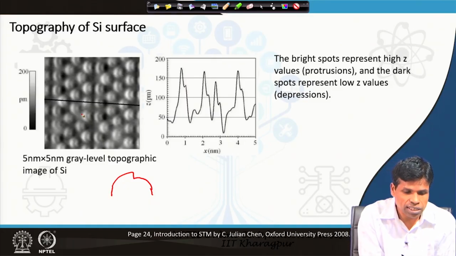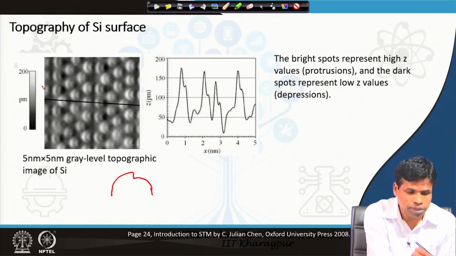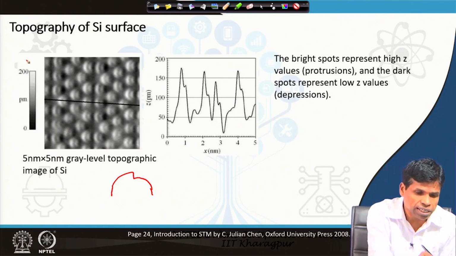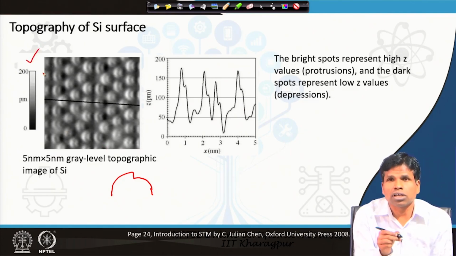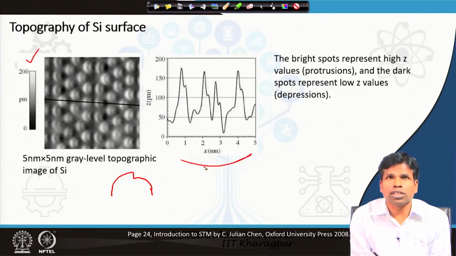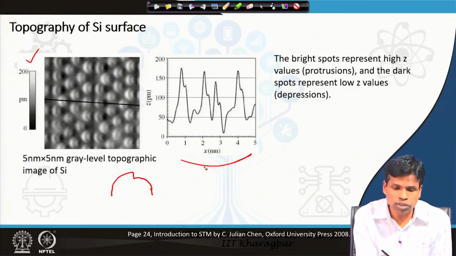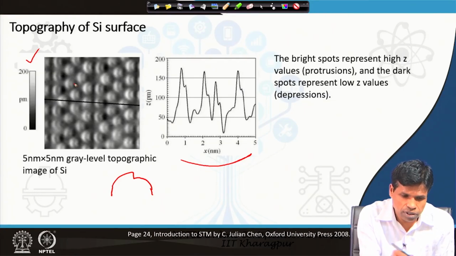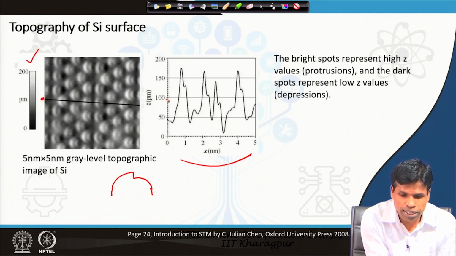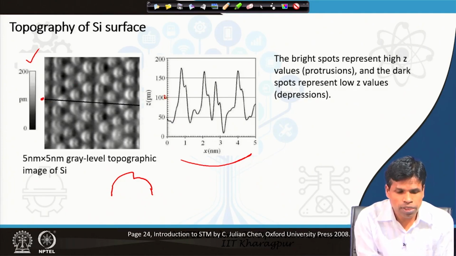By taking a line scan, this is a 5 nanometer by 5 nanometer area of the sample, and this scale gives us the height scale, how much above and how much down at the picometer level. And this is a line scan graph. A line scan graph gives us quantitative information. As we can see here, it is beginning from here.